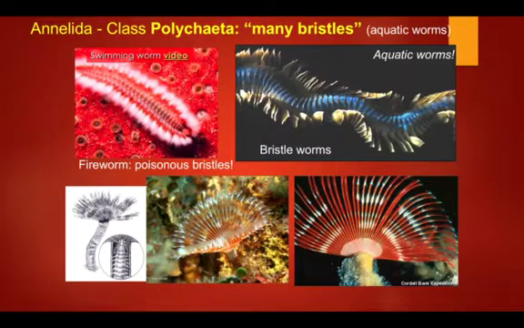So first we have the class Polychaeta. Polychaetes are, again, in the phylum Annelida, and Polychaeta means many bristles. These are going to be our aquatic worms. So we have things like bristle worms and fan worms that are all going to be within this class Polychaeta.